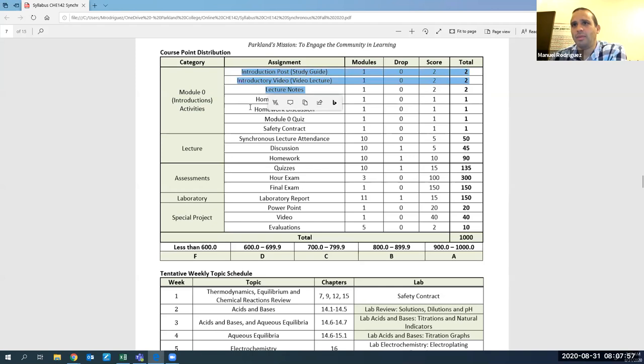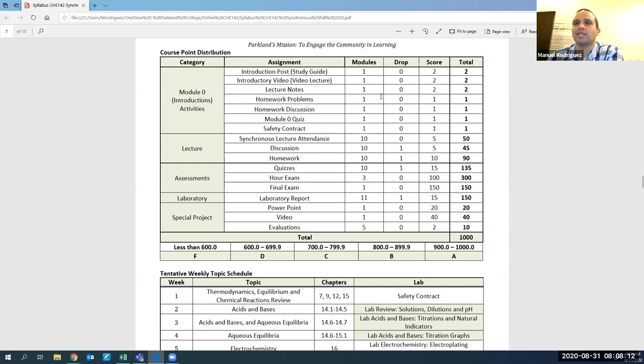To go through all these assignments, what I would recommend is, I'm going to show you that later, you just go to Cobra. There's something called module zero. You go through module zero and you basically hit everything here. So that's just 10 points.